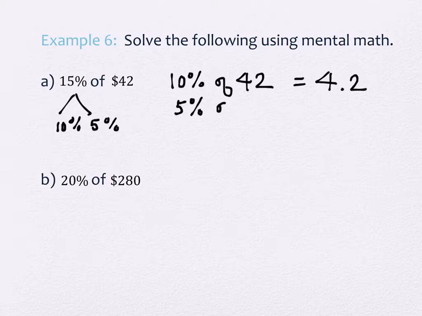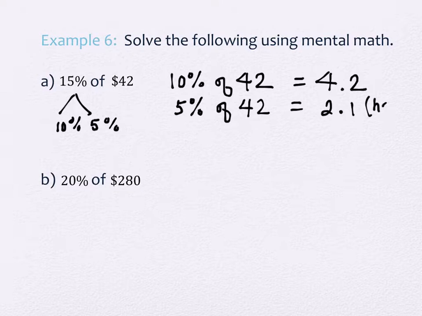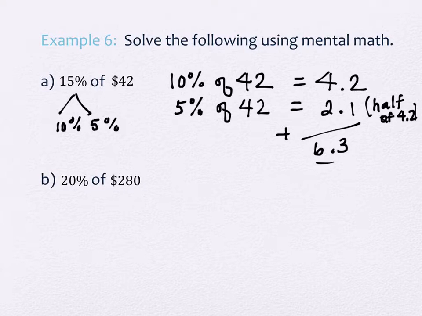Yes. It would be halving this. Let me write it here. And then what do you do with the 4.2 and the 2.1? Yeah, you add them together to give you 6.3. This one was dollars, wasn't it? Yeah, so we'll put a dollar sign with it and make it $6.30.